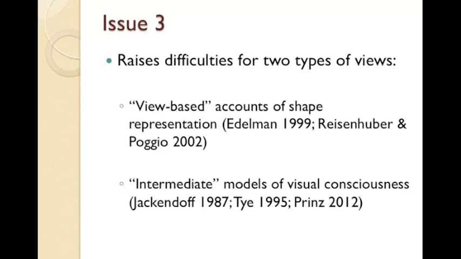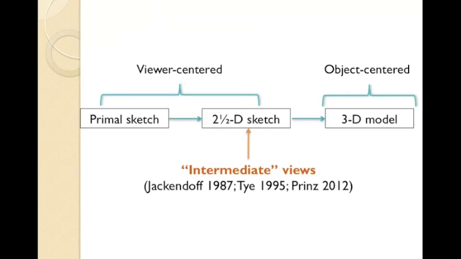The second family of views that I argue faces difficulties includes so-called intermediate models of visual consciousness, of the sort defended by Ray Jackendoff in his 1987 book, and also Jesse Prinz in his recent 2012 book, The Conscious Brain. So let me just say a little bit more about the second family of views. So a lot of people will be familiar with Marr's pioneering three-level analysis of visual processing. The important level from the standpoint of intermediate views is the 2.5D sketch. So the 2.5D sketch, very roughly, is a representational structure that encodes viewer-centered depth and orientation of visible surface regions.